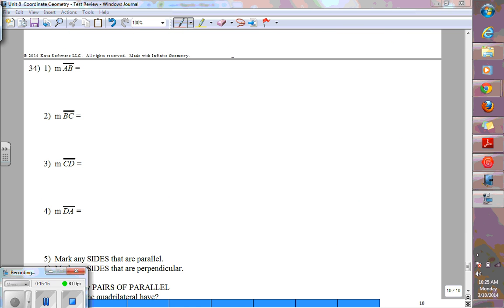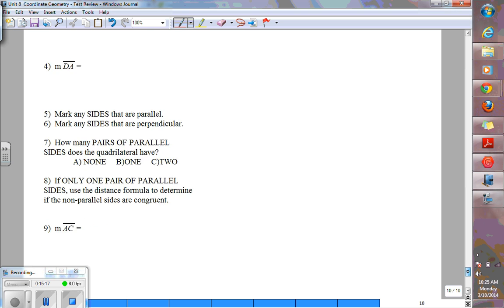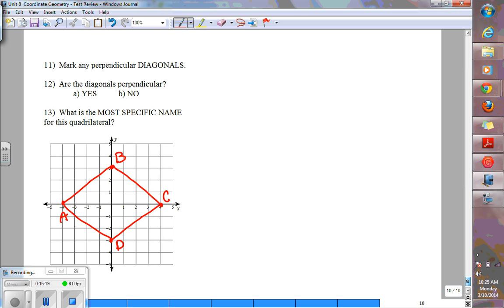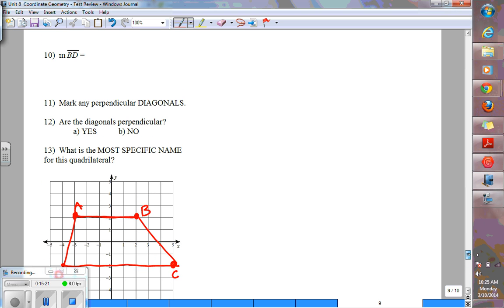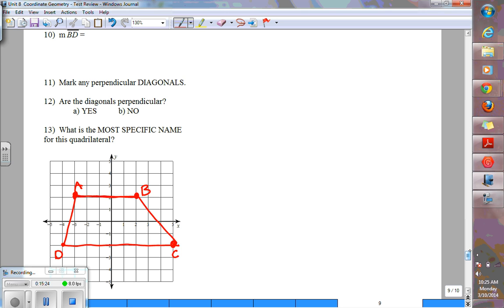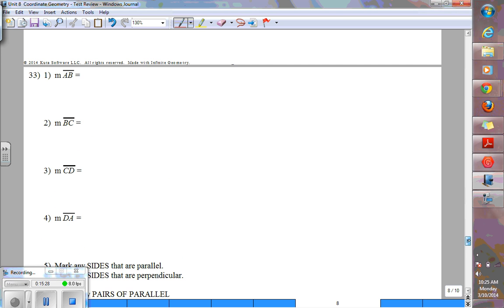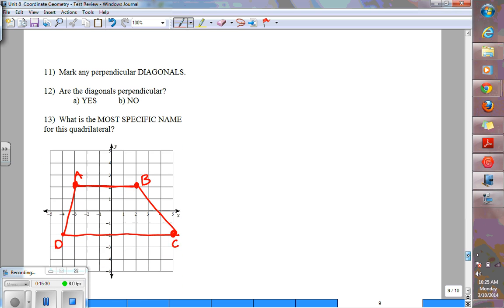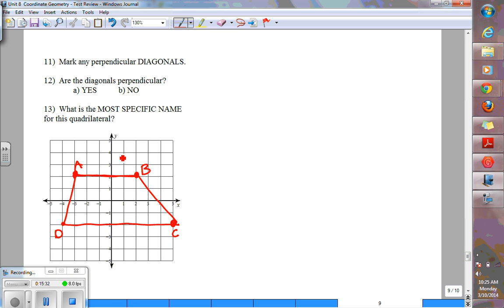Okay, the last two problems. So we're proving quadrilaterals here. We need to come down and look at our quadrilateral. For problem number 33, look at the questions that we're asked to find. So we're asked to find the slopes of the sides, first of all. So we know that slope is rise over run.